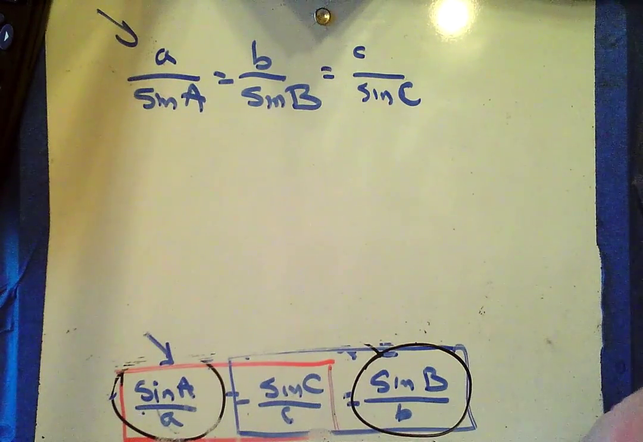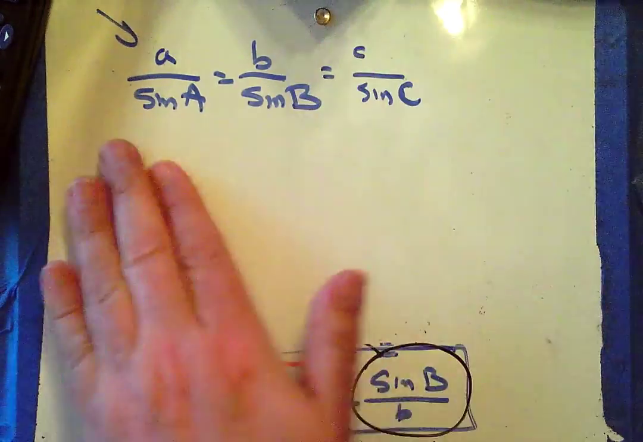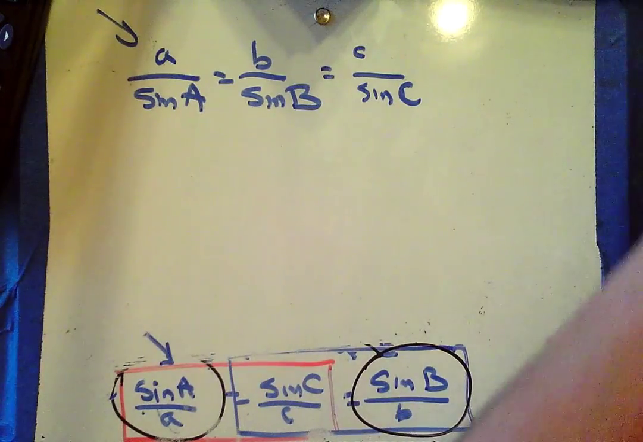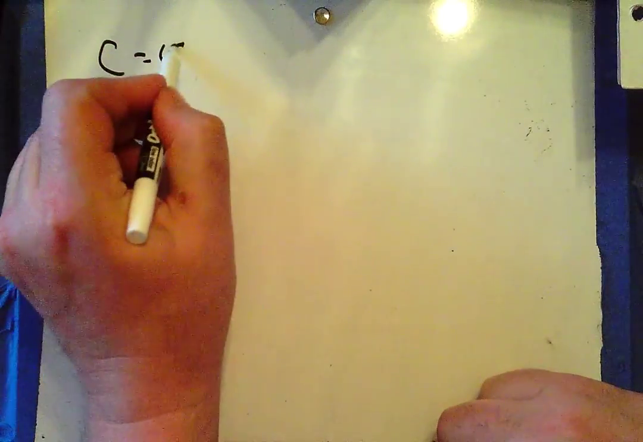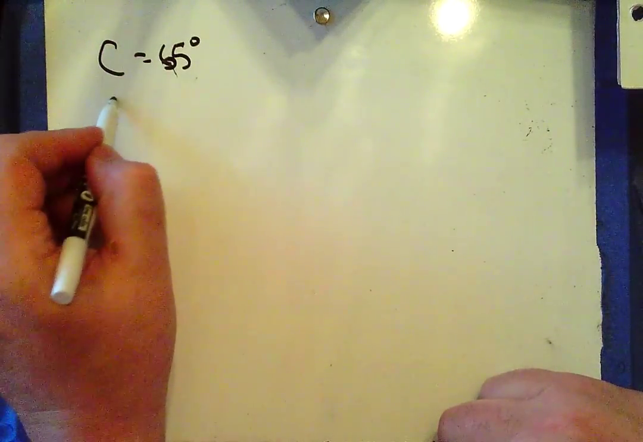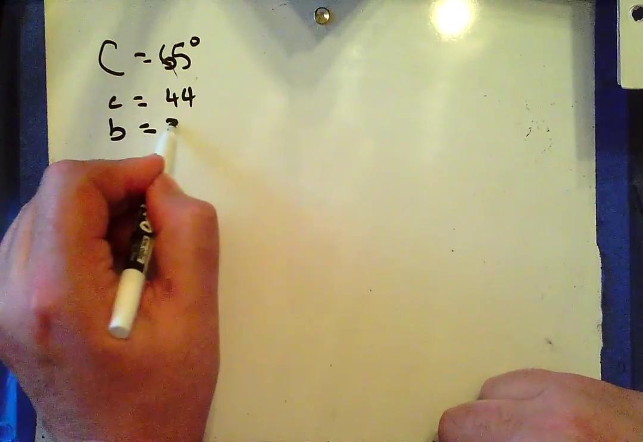Okay, so we've got our law of sines now, and we're only going to ever be using two of these expressions, not all three at the same time. So let's take a look at what a law of sines problem actually feels like. Okay, here's our first one. We've got big C is 65 degrees, and we've got little c is 44, and little b is 32.